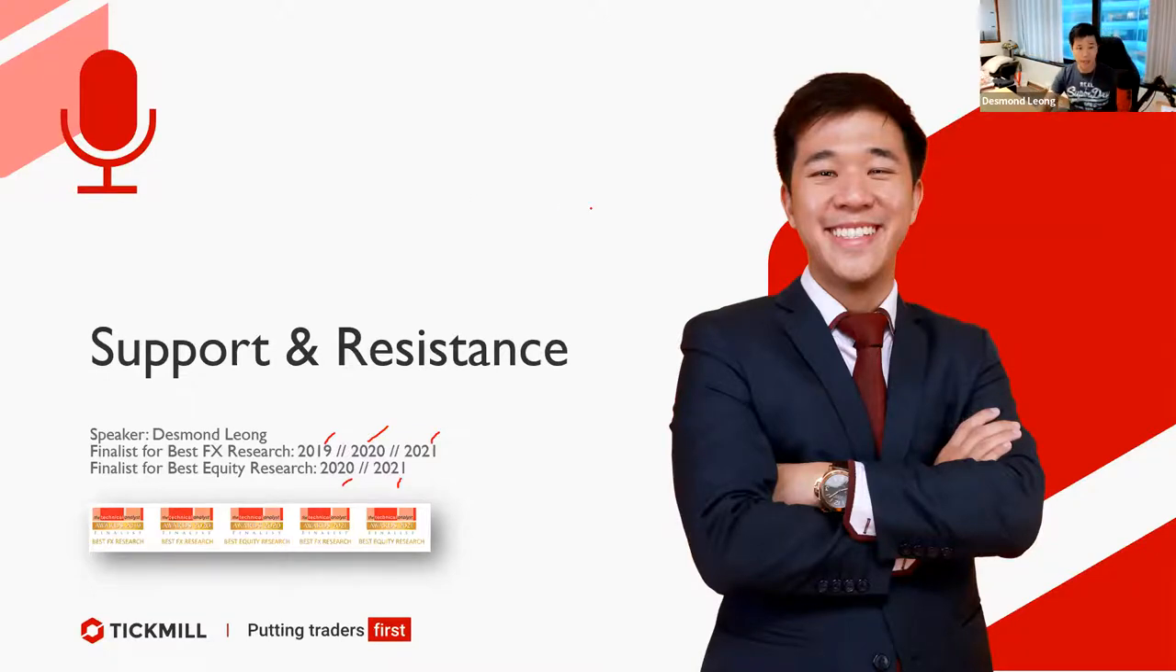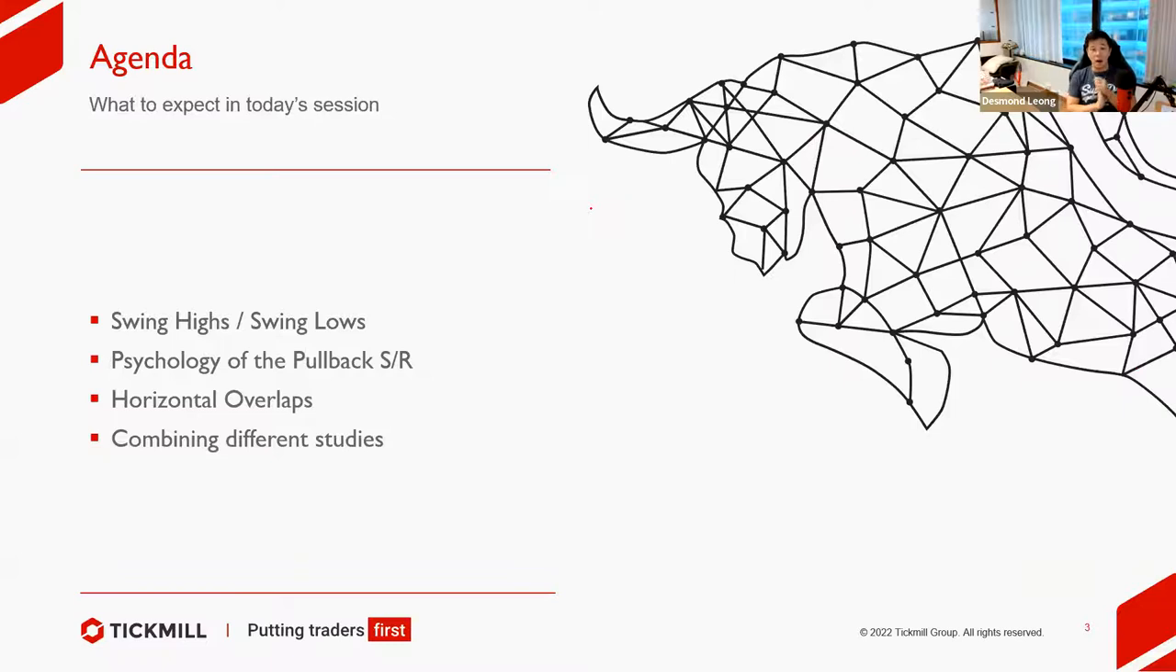Okay, so what can we expect in today's session? There are a couple of things we're going to focus on: traditional swing highs and swing lows. It sounds a little bit simple, but I'm going to show you what constitutes significant swing highs or significant swings, and what constitutes insignificant swings. Because the danger when we trade often lies in looking at the insignificant swing highs and swing lows. We place importance where it's not important.